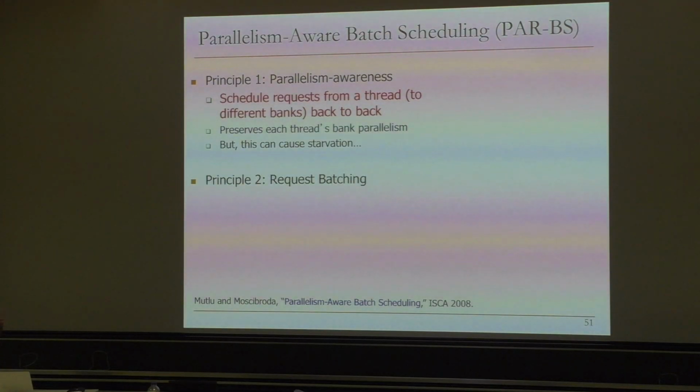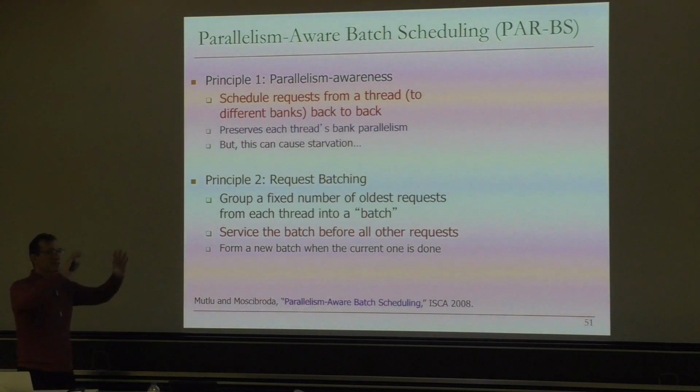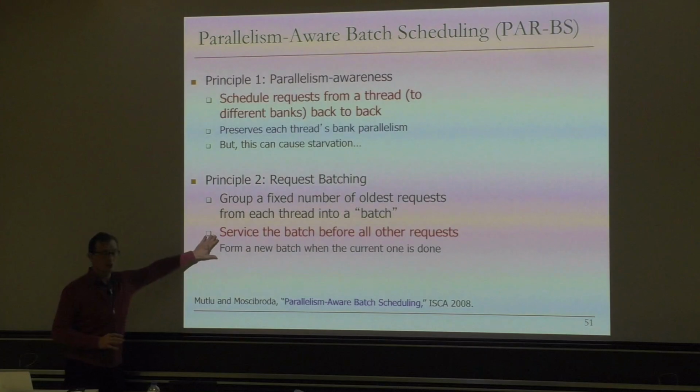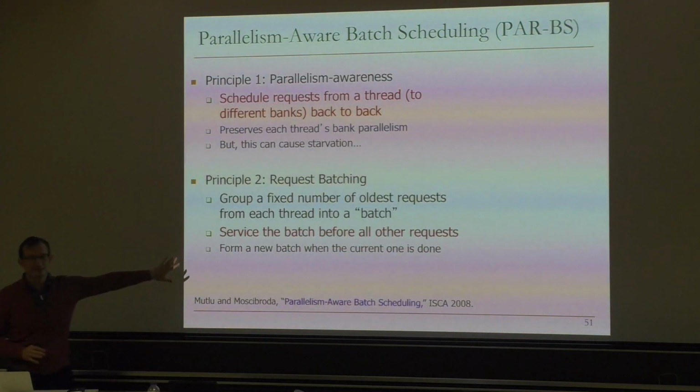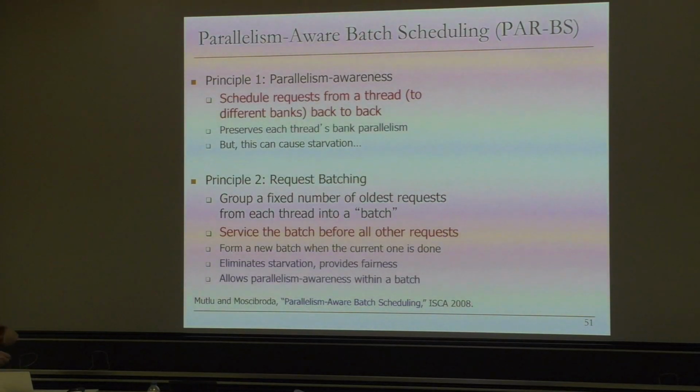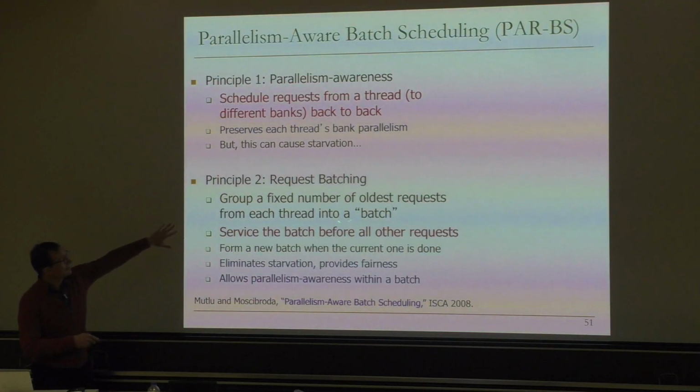To be able to prevent the starvation, we add another constraint called request batching, another principle. And the idea of request batching is very simple. You group a fixed number of oldest requests from each thread into what is called a batch. And the memory controller treats this batch and prioritizes that batch over all other requests. And it forms a new batch when the current one is done. That's the idea. And this actually eliminates starvation. It provides fairness.